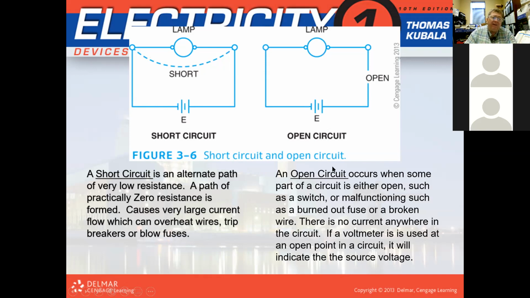Now, an open circuit can happen when you have a broken wire, an open switch, even a burned open bulb. If the bulb actually burns open on the inside, you have an open circuit actually within the bulb.